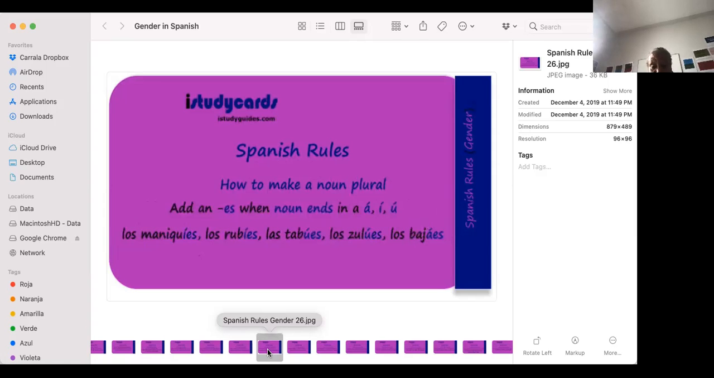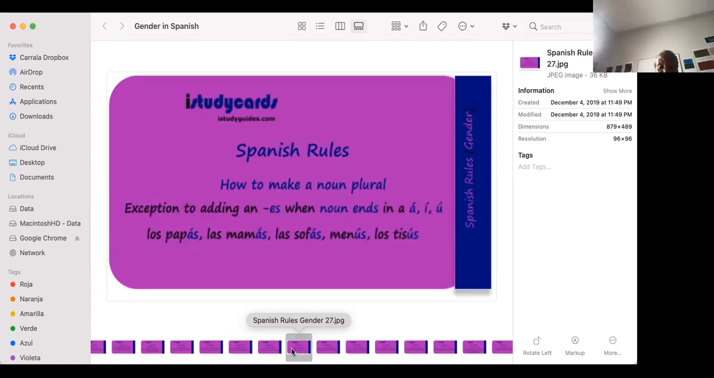It's very important. You add ES when the word ends in an accented A, an accented I, or an accented U. And here are the examples. Okay, I'm going a little bit long, and this was supposed to be rather short. Exceptions to adding an ES when the noun ends in an accented A, I, or U: papas, mamas, sofas, menus, tissues. I try to write as many exceptions as possible.